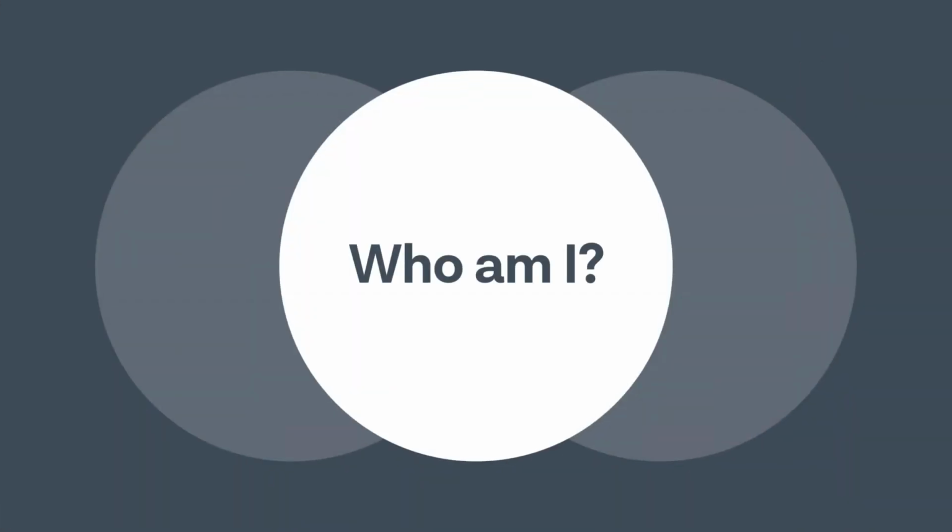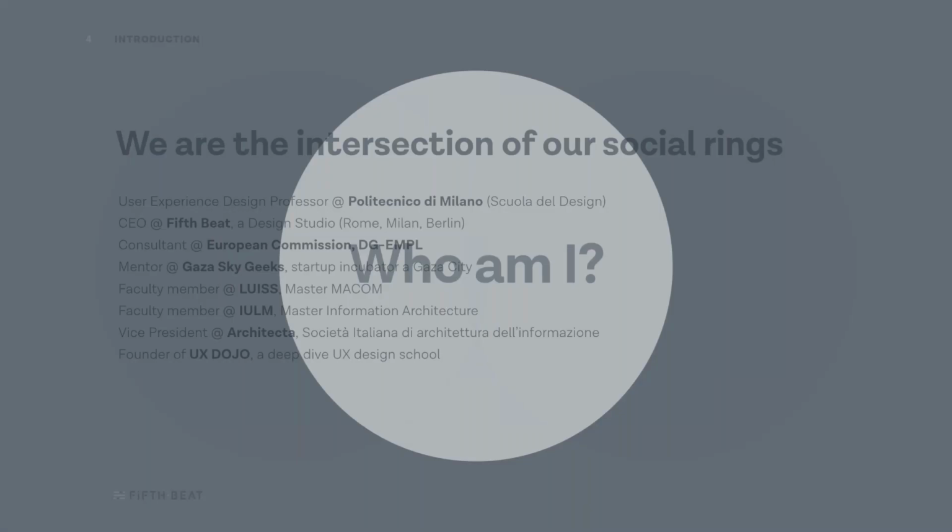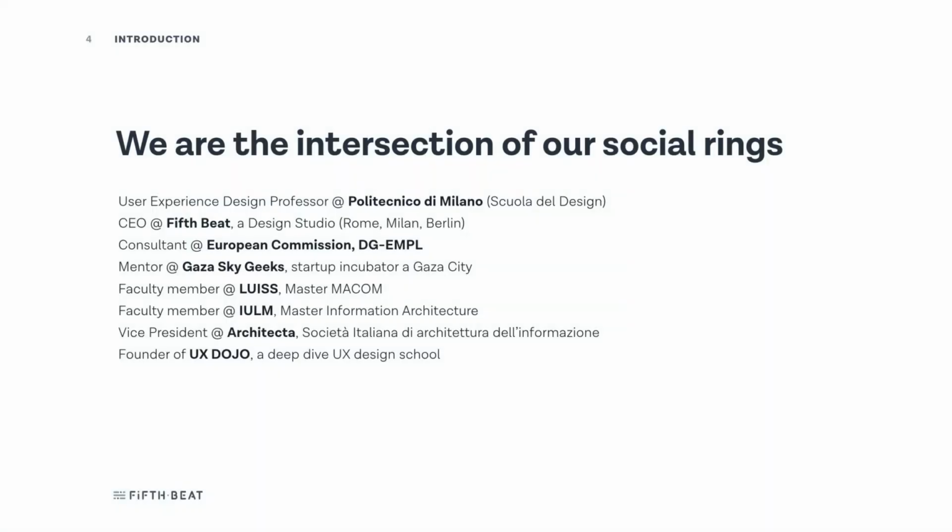So first of all, who am I? I would say that I have multiple hats, as everybody does right now. So I teach design at a university, Politecnico di Milano, and my subject is specifically user experience design. I'm the CIO of a design studio, and we have 3 offices in Rome, Milan, and Berlin. I also work for the European Commission, and I also teach in other places.